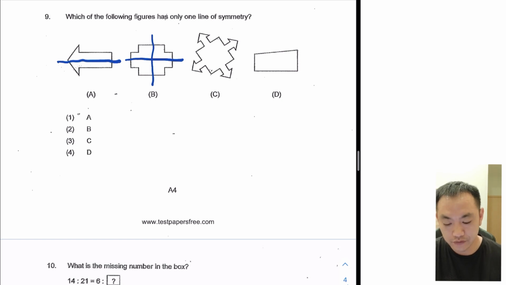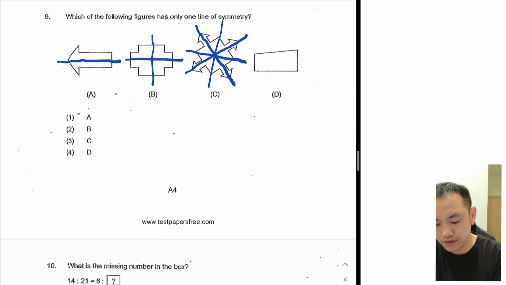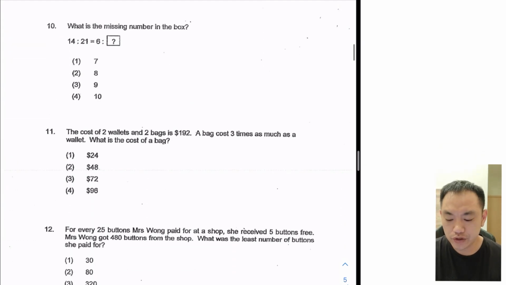For diagram C, there are 1, 2, 3, 4. And for picture D, there is nothing because it's not really symmetrical. So the question is asking which figure has only one line of symmetry. The answer is A, which is 1. Let's move on to question 10.